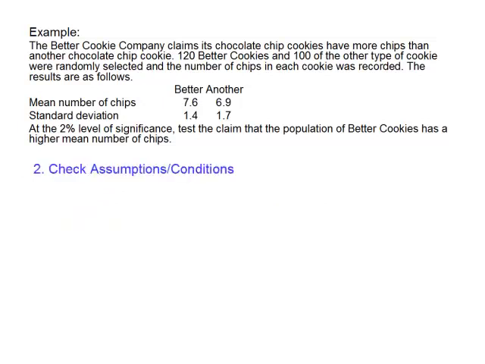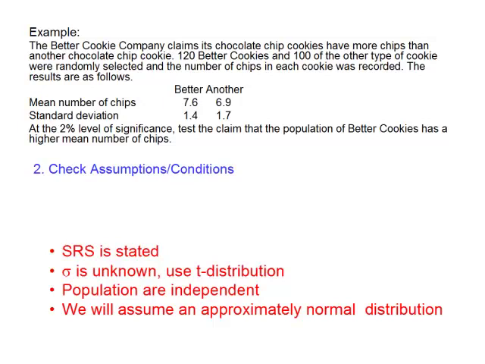Checking our assumptions and conditions. We have a simple random sample, it's stated. Sigma is unknown, so we'll use a t-distribution. Populations are independent, and since we don't have the data, we can't determine if we have a normal distribution, so we'll assume that we have an approximately normal distribution.